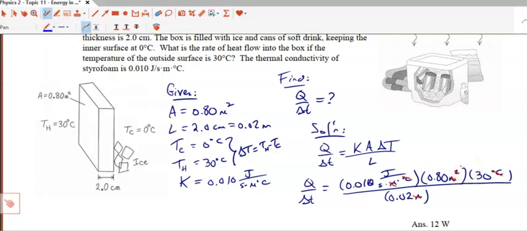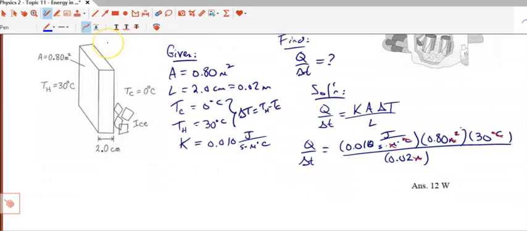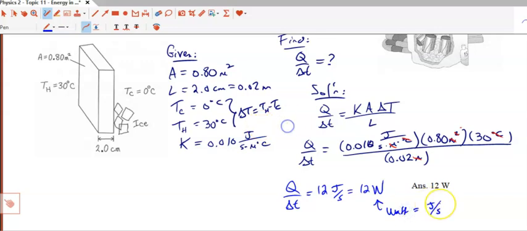So that all makes sense. So just be careful with the units. Remember that you need to have everything cancel out nicely. So Q over delta T is 12 joules per second, or I guess you could write it as 12 watts. Where W is a watt, which is equivalent to a joule per second. Okay, that's it for this example.